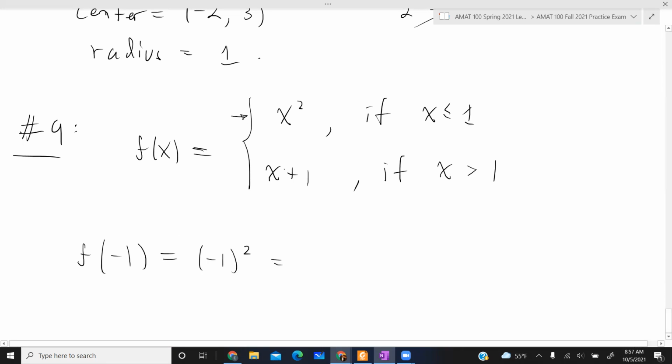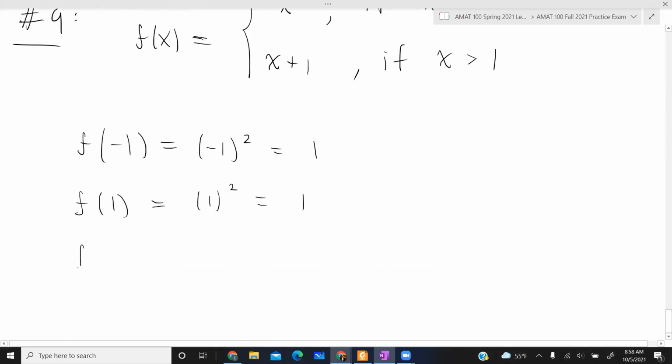So we plug -1 into x squared, we get that. The next value we want to calculate is 1. x again is less than or equal to 1, so we have to evaluate according to x squared. So we plug in 1 to x squared, and 1 squared is 1. Now we're at the last value you were asked to calculate, which is f of 2. In this case, 2 is greater than 1, so we evaluate according to the second definition. So we get 2 plus 1, which is 3.